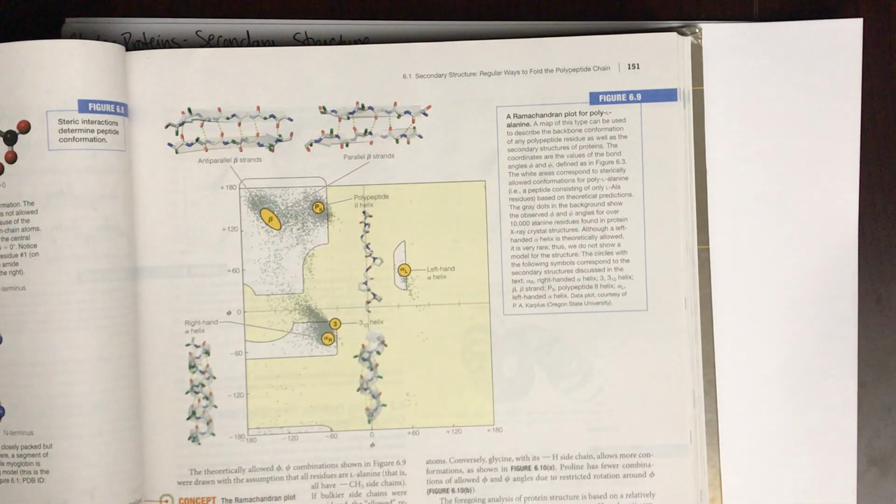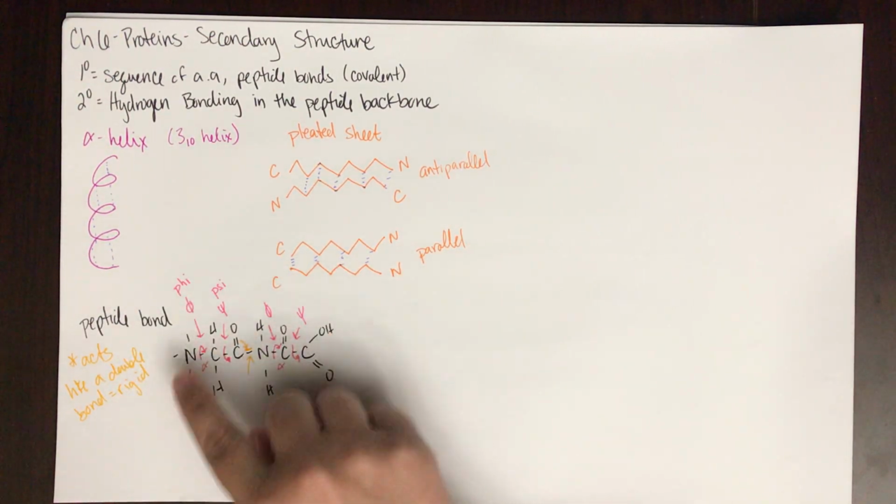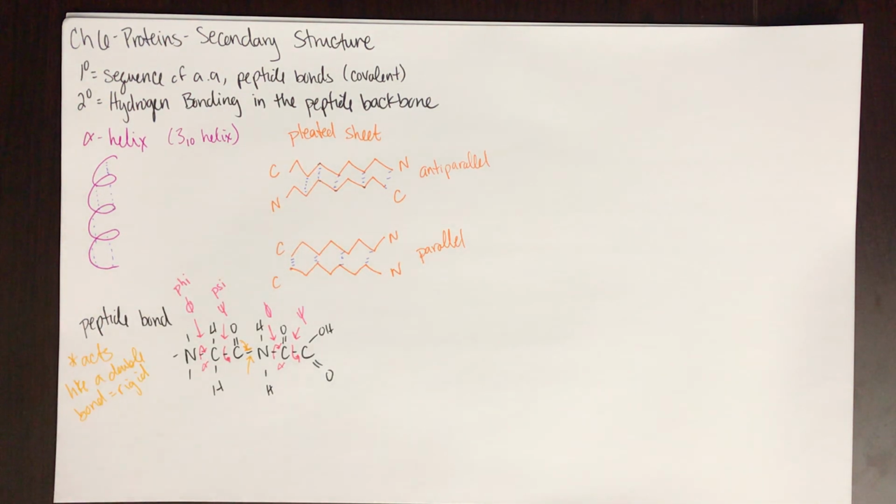You are not responsible for knowing the areas of the plot that indicate different types of secondary structure. What I want you to know is that a Ramachandran plot is something that shows what type of secondary structure is predicted based on the phi and psi angles in that protein structure. So the protein, once it achieves a secondary structure, this rotation will then predict what type of secondary structure the protein will have. And that plot predicts what is most energetically favorable.